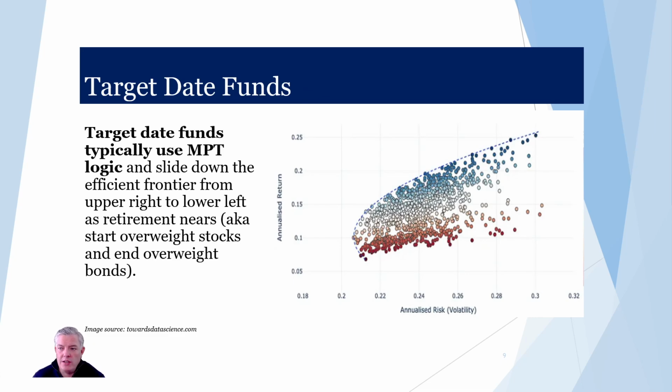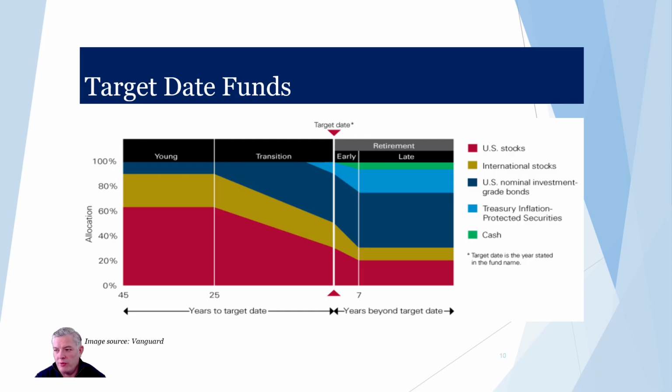So the logic here is really what governs target date funds. What target date funds traditionally do is they basically slide down the curve from upper right to lower left as you get closer to retirement and into retirement. So here's a chart from Vanguard that really shows the breakdown of a portfolio based on your age.